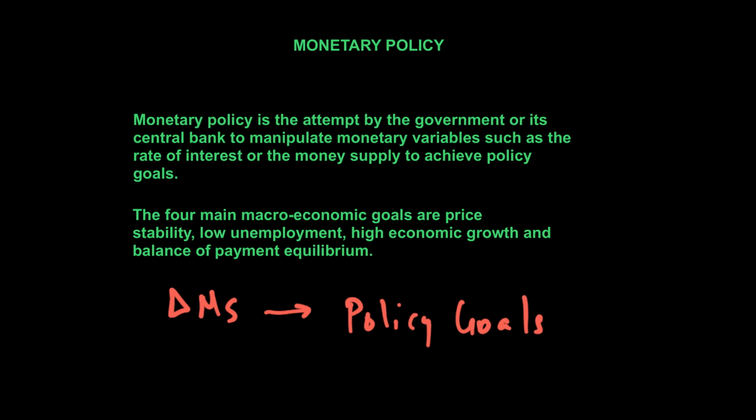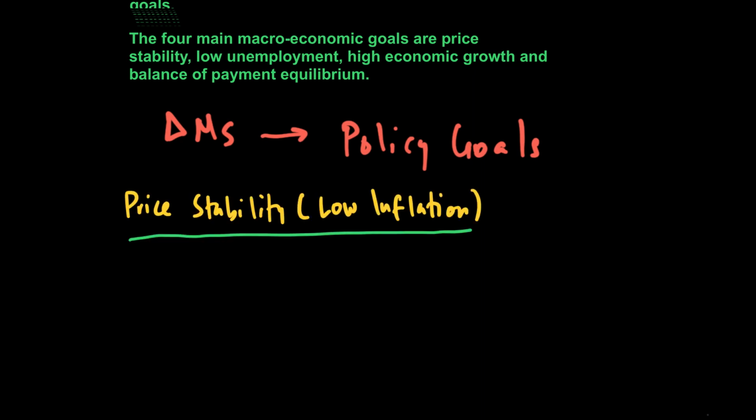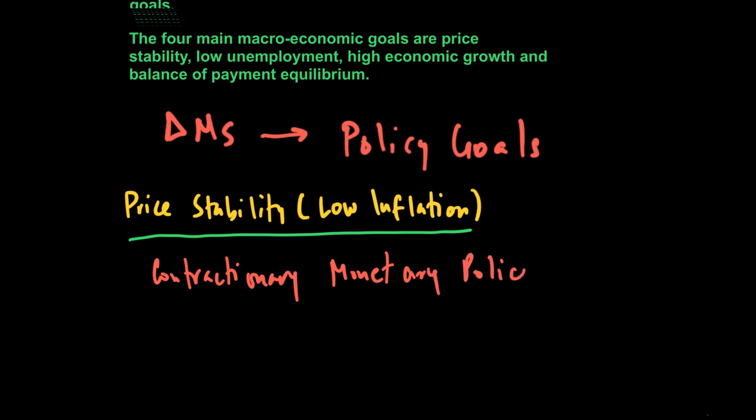So the first policy goal that I'm going to discuss is what we call price stability, or keeping inflation low. In order to achieve low inflation through our monetary policy, we use what we call contractionary monetary policy. And that contractionary monetary policy's goal is to make sure AD falls. How do we achieve that? Well, we simply reduce money supply, which causes our interest rate to go up.